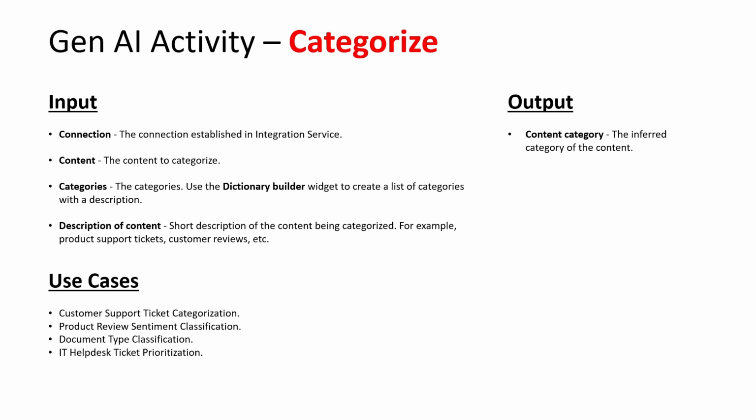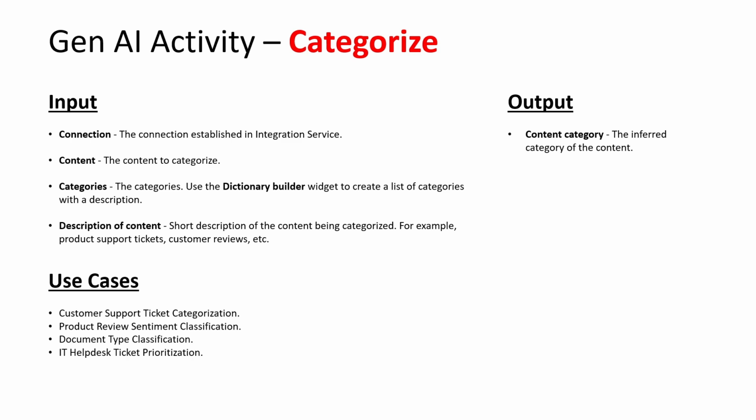Then the second use case is the product review and sentiment classification. So suppose someone is reviewing your product, right? You need to understand whether that particular review is positive, negative, or neutral, right? So you can use this particular activity in that scenario as well.